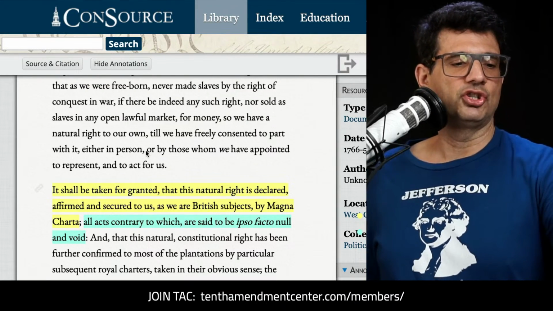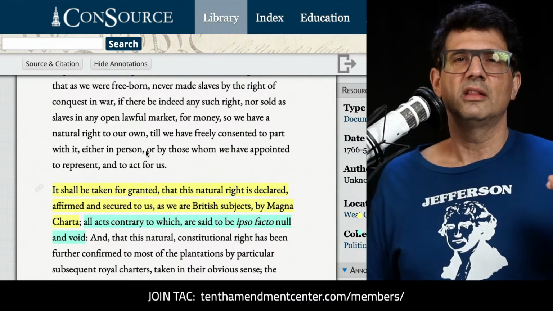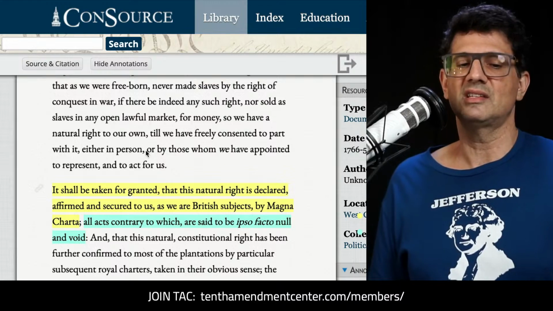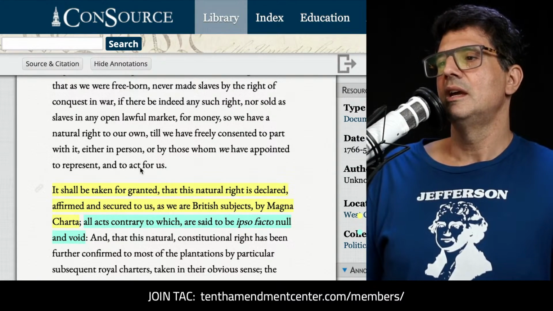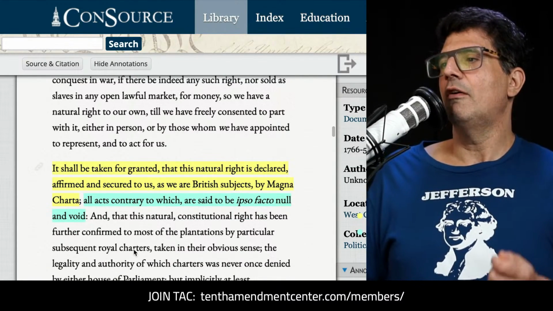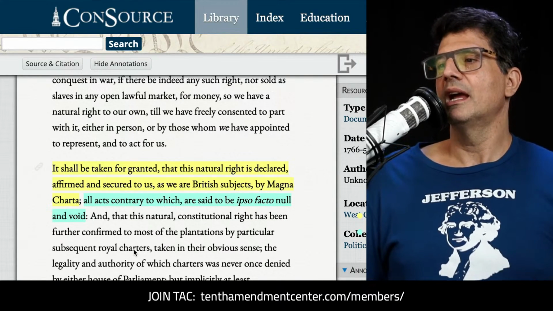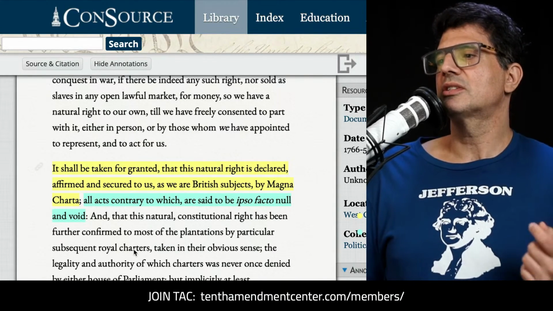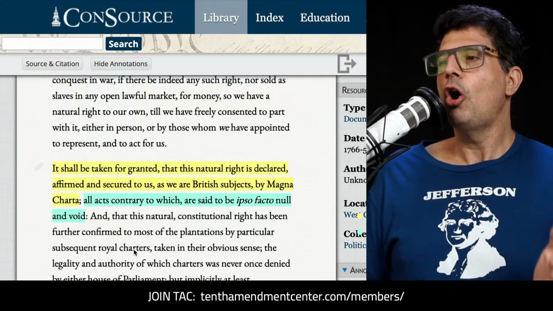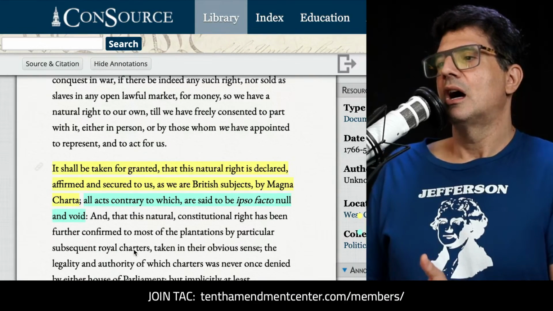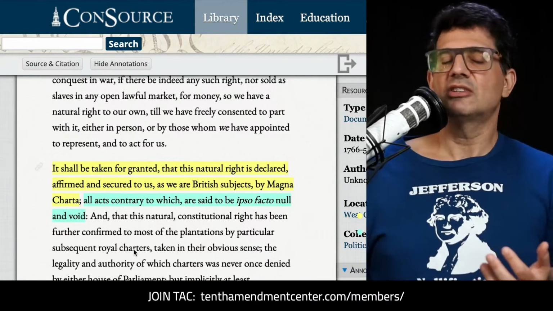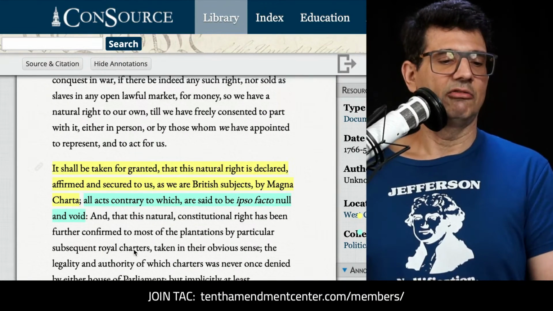Here, for example, is Jonathan Mayhew in a sermon now titled The Snare Broken. This is in May of 1766. He said, "It shall be taken for granted that this natural right is declared, affirmed, and secured to us, as we are British subjects by Magna Carta, all acts contrary to which are said to be ipso facto null and void."